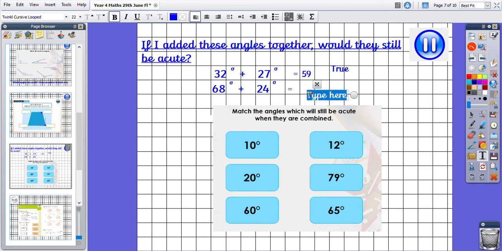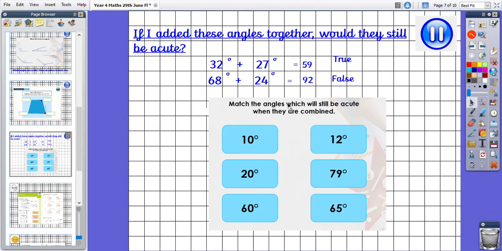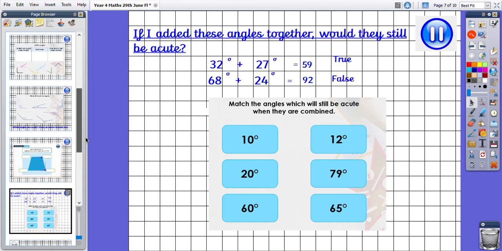68 add 24, so 8 add 4, 2 down, and carry 1. So my angle is 92 degrees. Would this be an acute angle? No, it would be an obtuse angle. Okay, so now your go, match the angles which will still be acute when they are combined. Pause the video and have a go now. Then we're going to go through all of our answers.